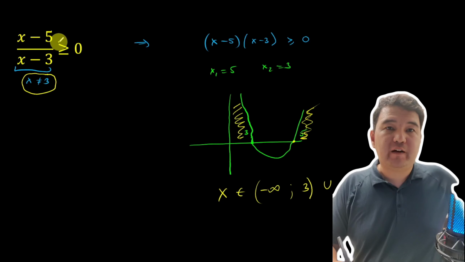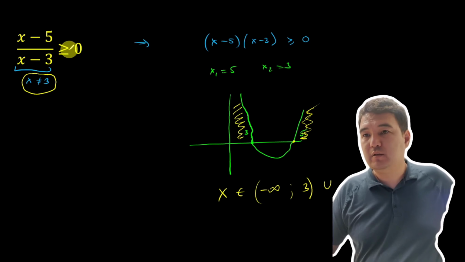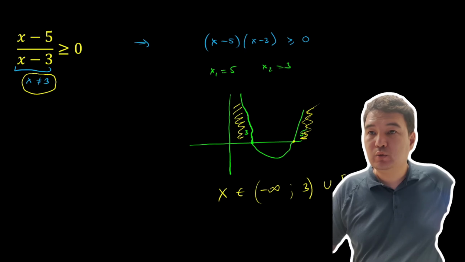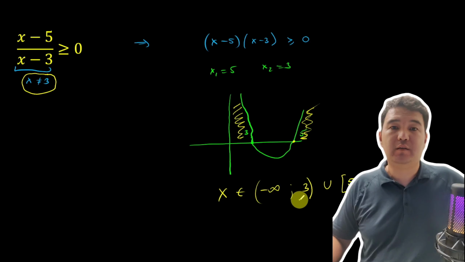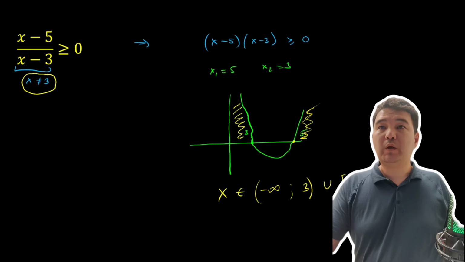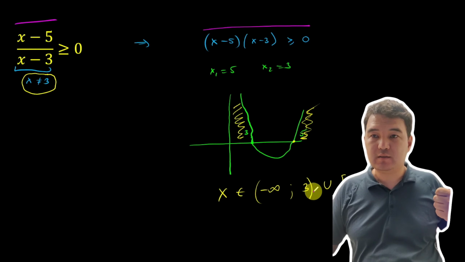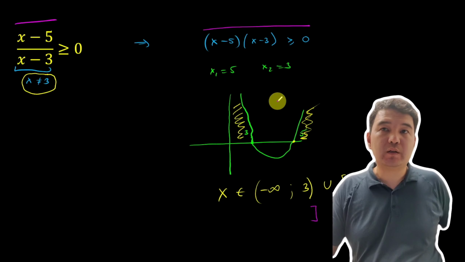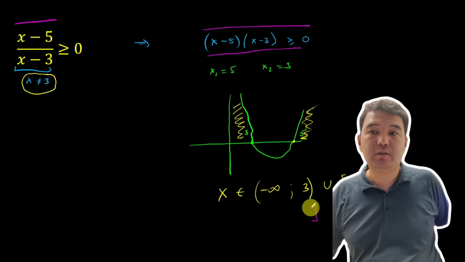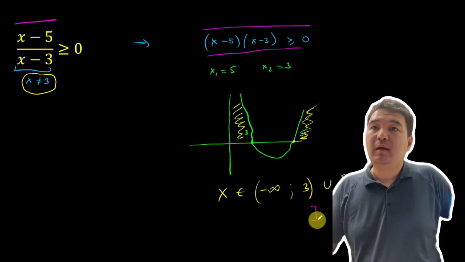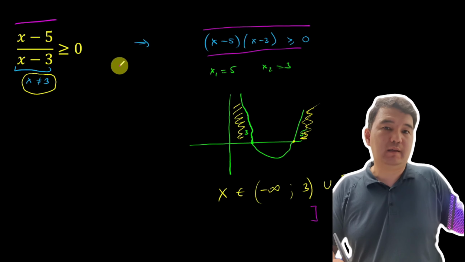If I plug in 5, it will be 5 minus 5 over 5 minus 3, which is 0 over 2, so that gives me a 0. So 5 is included, going to positive infinity. That is the solution set of this inequality. The only difference between the solution sets of this inequality and the quadratic one would be this sign. If you are solving the quadratic inequality, instead of this open parenthesis you would put a closed bracket, because in that inequality you can say x is equal to 3, but here not.